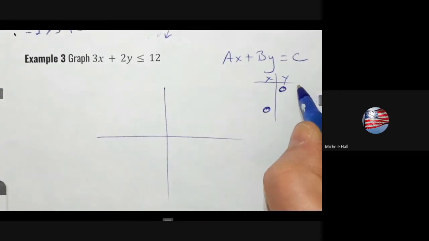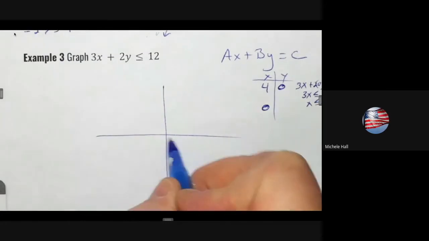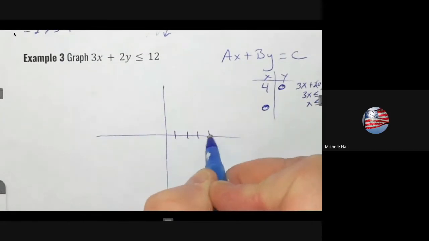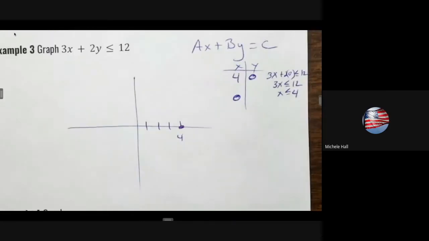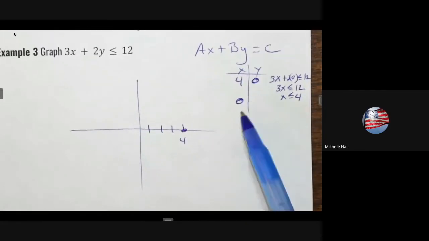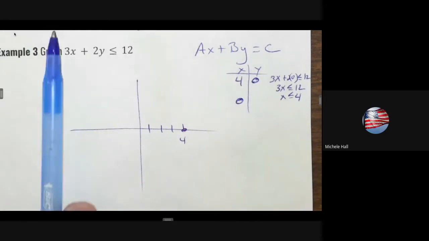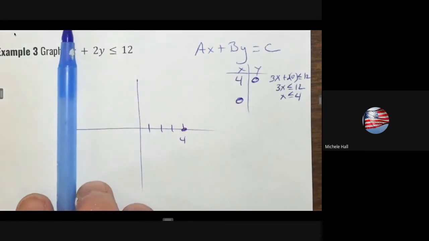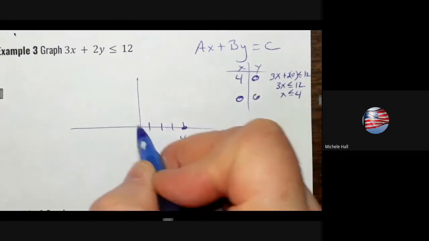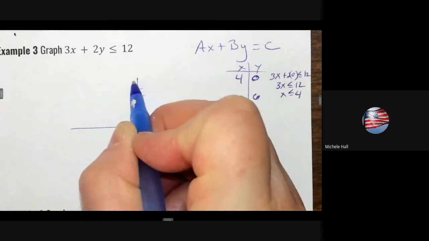So we have 3x plus 2 times 0 is less than or equal to 12. 3x is less than or equal to 12. We know that x is less than or equal to 4. So x is 4. At 4, we have an x-intercept. Do you have to show yourself the algebra, or can you do it without showing algebra? Now when x is 0, cover it up. It says 2y is equal to 12. So y equals 6. 0, 6 is the y-intercept.